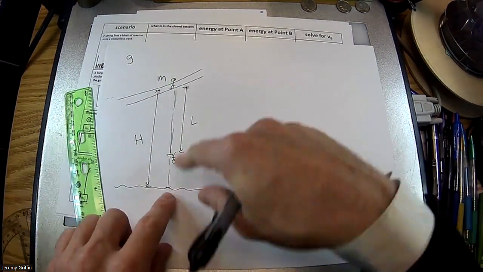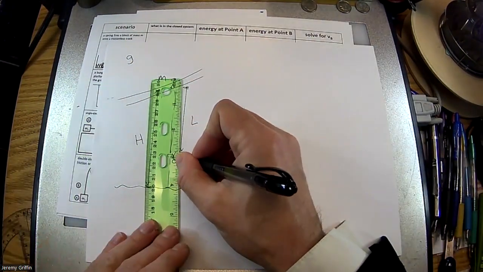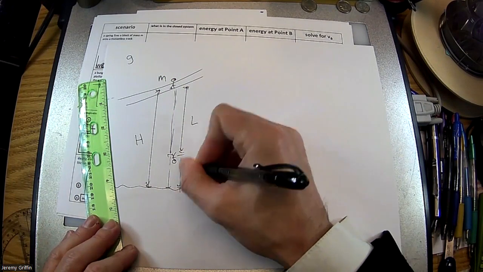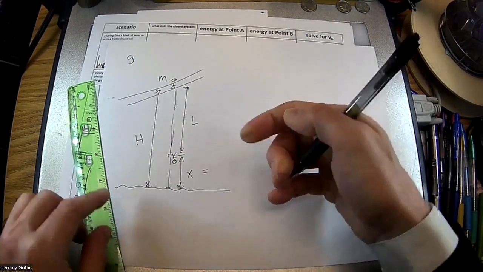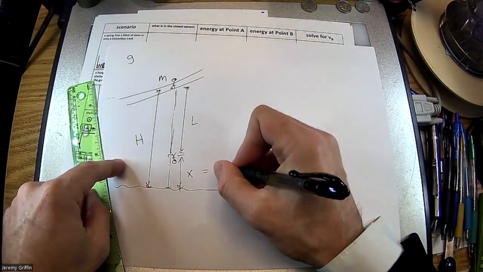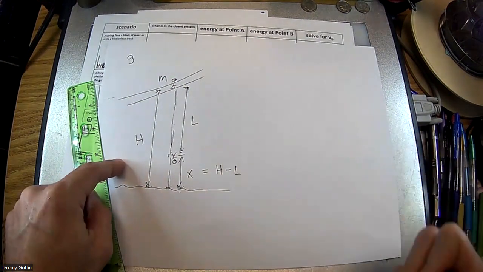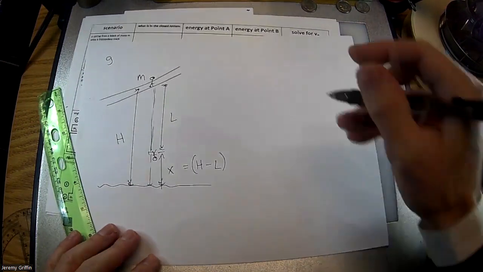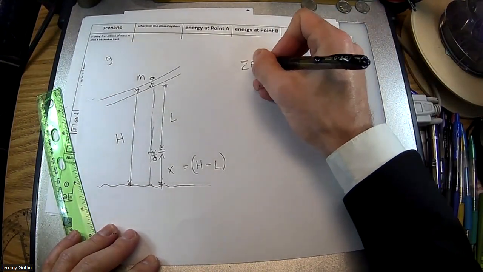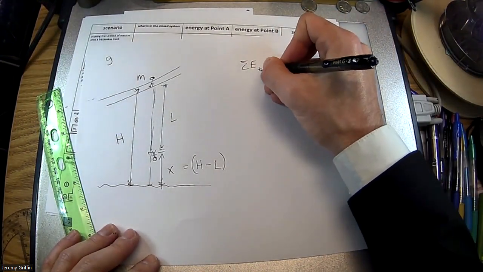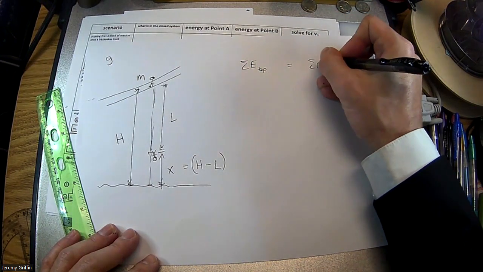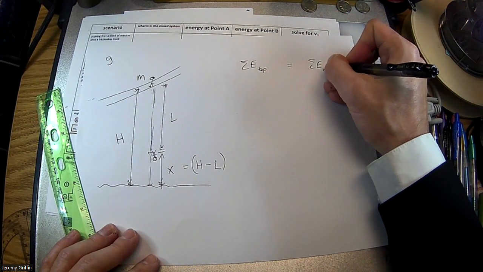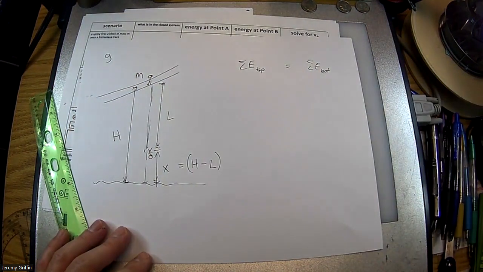He can touch the water and then it retracts. So I can call the stretch distance X. But that's really the same thing as H minus L. You guys see that? So I can do that substitution later. Let's do a conservation of energy. The sum of energy at the top, the bridge, equals the sum of energy when he's just touching the water. So at the bottom, where he's just touching the water, right?